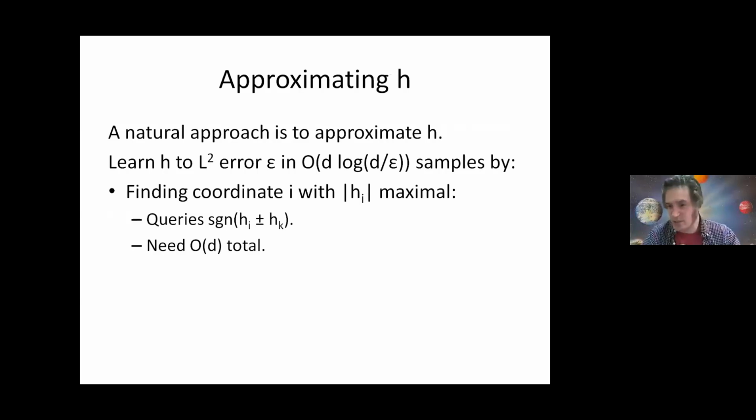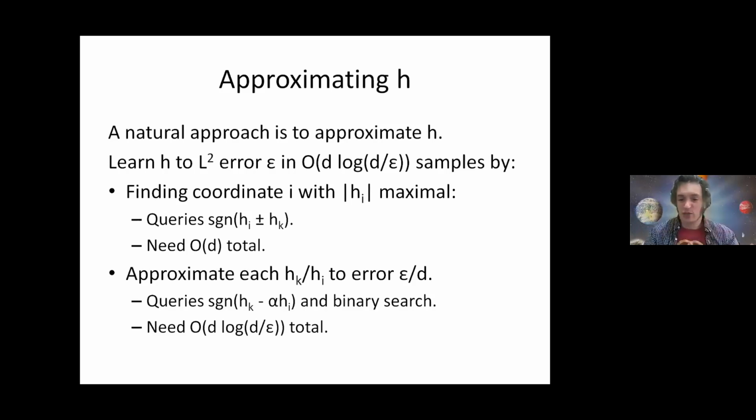One easy way to do this is first find a coordinate i such that the absolute value of hi is maximal. You can do this just by comparing the absolute values of different coordinates. You can query to get the sign of hi plus or minus hk. This is really just H dotted with the vector ei plus or minus ek. And by making something like a linear number of such comparisons, you can determine which coordinate of H has the largest absolute value.